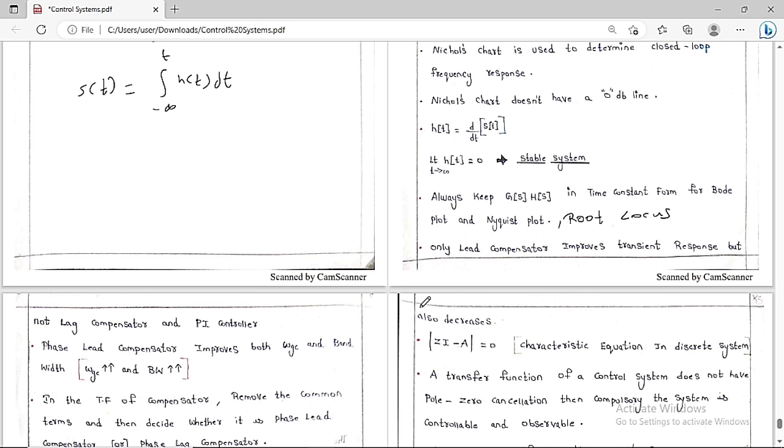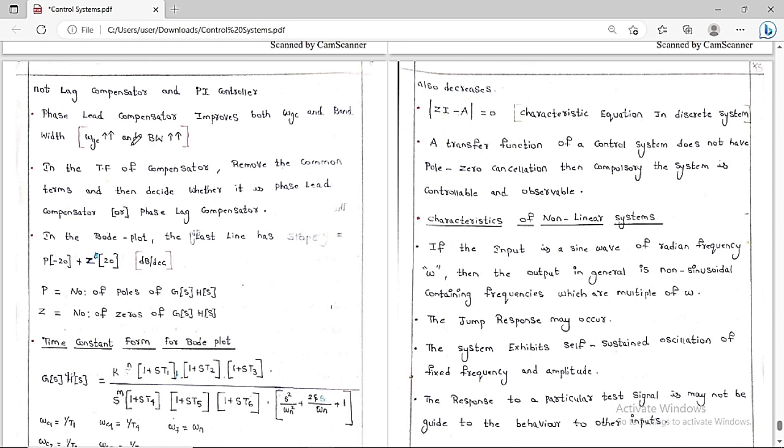Lead compensator means PD controller, lag compensator means PI controller. This one I have already told you so many number of times. So finally, I can say lead compensator is used to improve the transient response, but it is going to degrade the steady state response. Whereas the lag compensator is used to improve only the steady state response, so it is going to degrade the transient response. So the lead compensator means PD controller, lag compensator means PI controller.